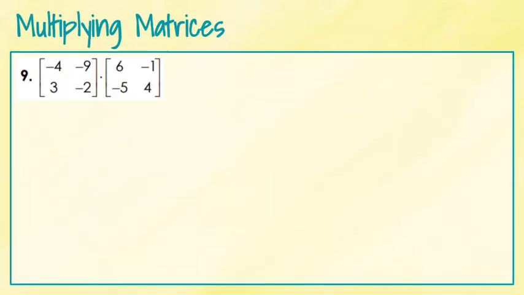Let's do number 9 together as an example. We have a 2 by 2 matrix times a 2 by 2 matrix. These are the same, so we can multiply them, and the answer is going to be another 2 by 2 matrix. So I'm going to go ahead and put equals in a bracket. So remember, to find the first term, we are going to have row 1 times column 1.